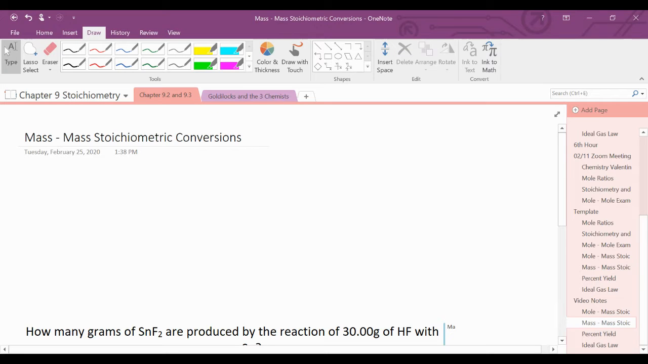Today we are going to cover mass-to-mass stoichiometric conversions. We've already covered mole to mole using the mole ratio, and we've covered mole to mass using the molar mass of the compound or element.